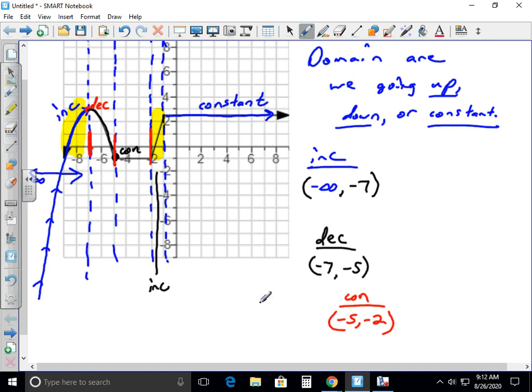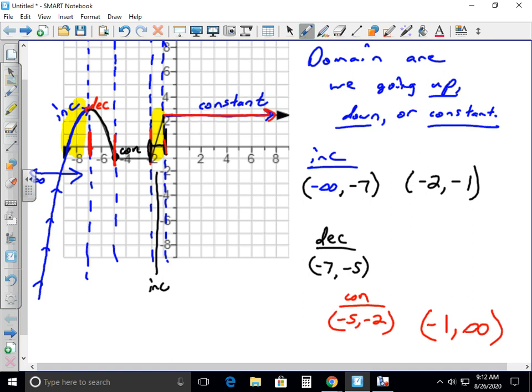Our next section goes from negative 2 to negative 1. From here over to here, we're going up, so we're increasing from negative 2 to negative 1. And then our last section here is constant. Starting at negative 1 and going to positive infinity, that's where we're constant.